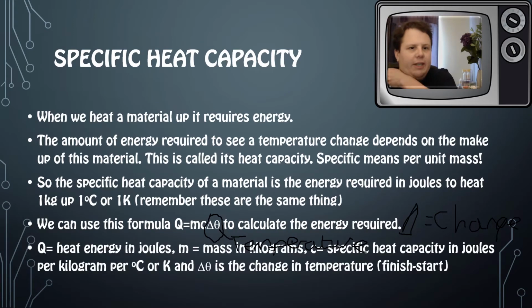Oh, there we are, written it again. So we have Q is heat energy in joules, M is the mass in kilograms, C is our specific heat capacity in joules per kilogram per degree Celsius, and delta theta is the change in temperature, your finish temperature minus your start temperature. Now, it doesn't matter whether you work in Celsius or Kelvin here, because the change in both will be the same.